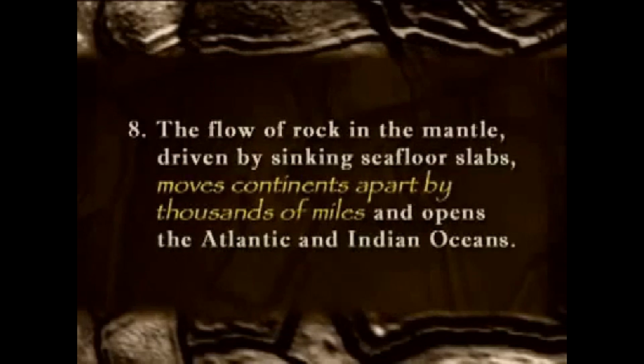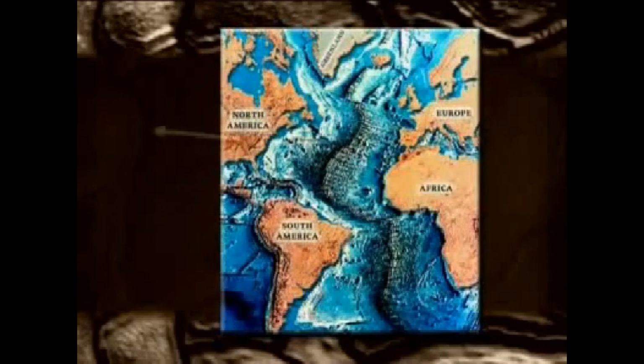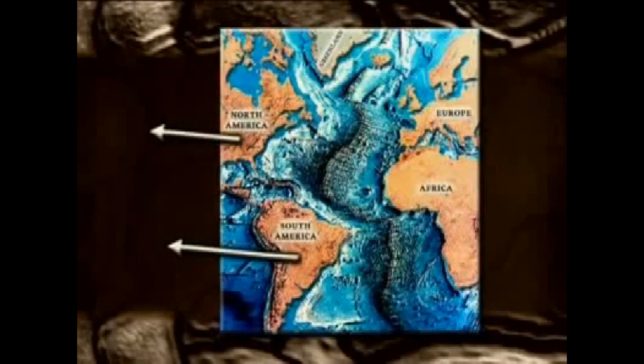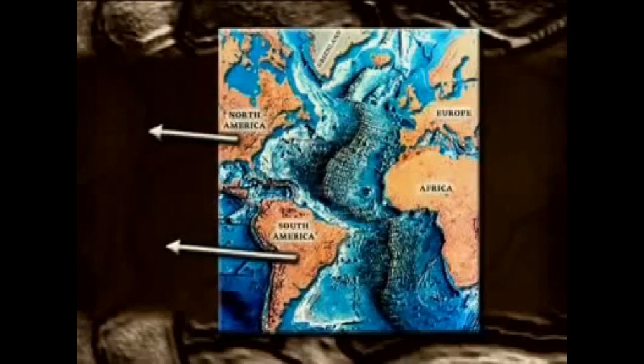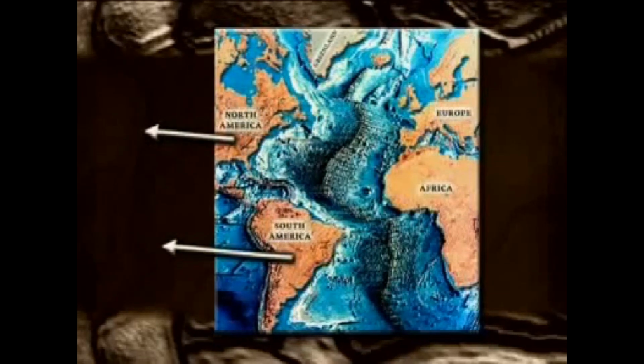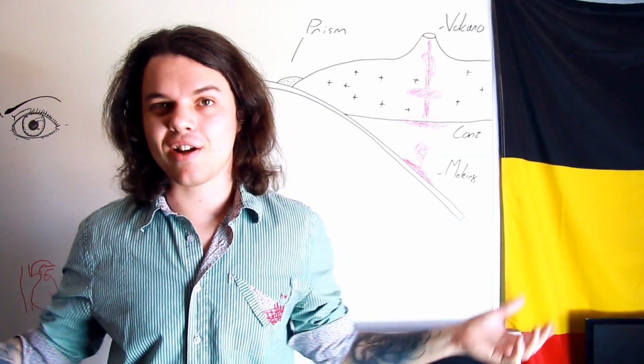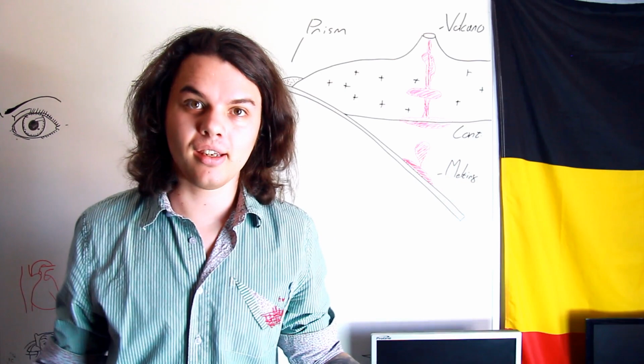That's it. The flow of rock in the mantle, driven by the sinking seafloor slabs, moves the continents apart by thousands of miles and opens the Atlantic and Indian Oceans. So we have, for the most part, North and South America moving westward relative to Europe and Asia and opening the Atlantic Ocean and forming this mid-ocean ridge where the seafloor is spreading apart. Disregarding the other side of the Earth entirely.